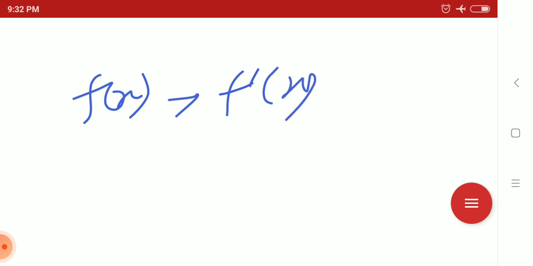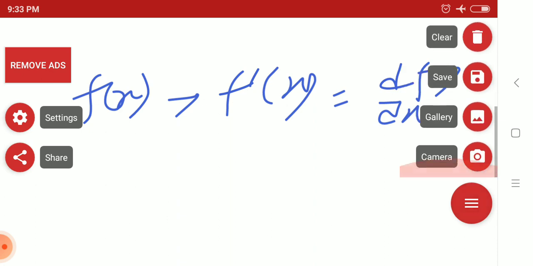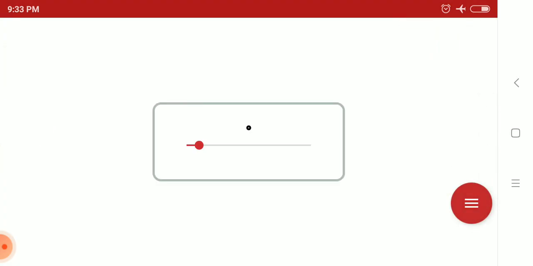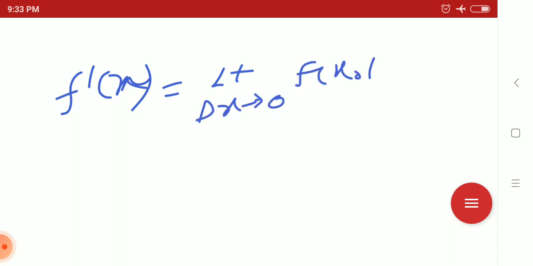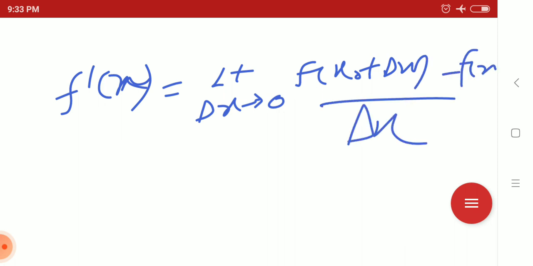mathematically we all know that it can be written as f dash x equals d/dx of f of x. But how can we write differentiability of a real function in terms of limit? In limiting terms, differentiability of a real function can be written as limit delta x tends to 0, f of x plus delta x minus f of x divided by delta x.